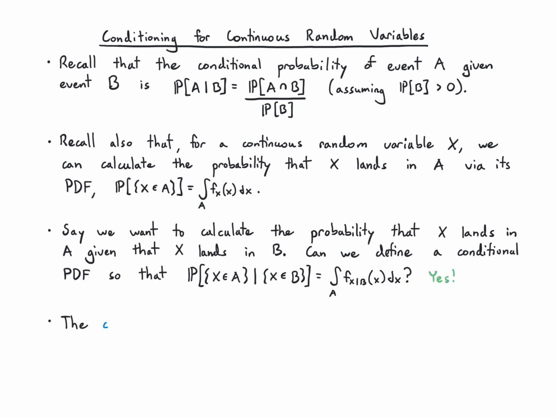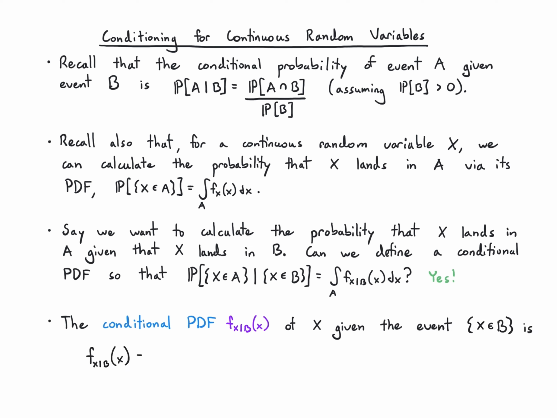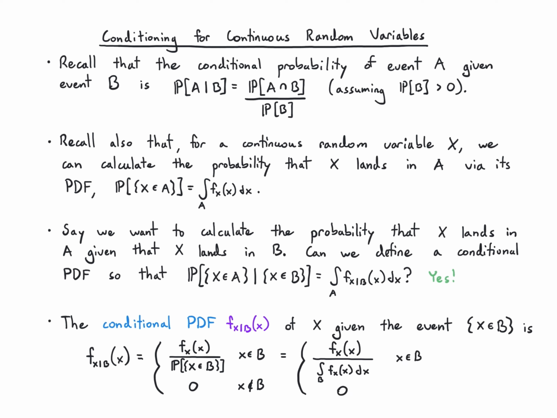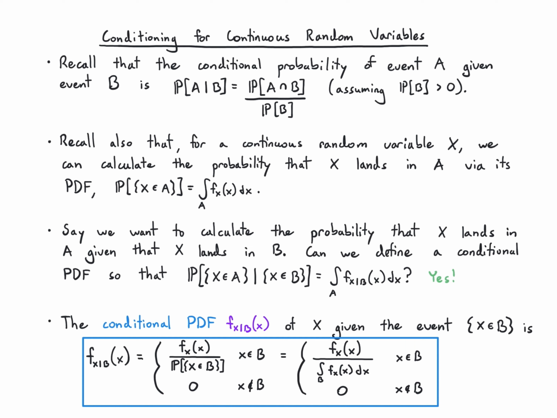The answer is yes. The conditional PDF, which we write as f of x given B, of x given the event that x falls into B, is defined to be the PDF divided by the probability that x lands in B, so that's the rescaling, restricted to x in B and 0 otherwise. Another way to write this is to integrate over B to get the denominator, because that's the total probability that we land in B. Okay, so this is the formula. I'm not going to show you how it's derived. We can just take for granted that this is the natural extension of conditional probability to PDFs.